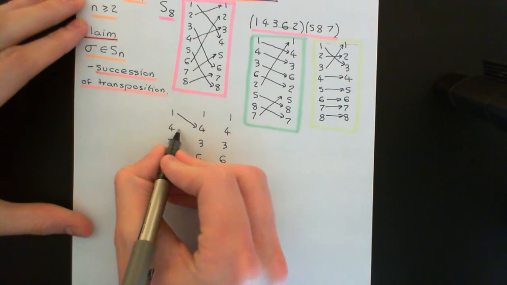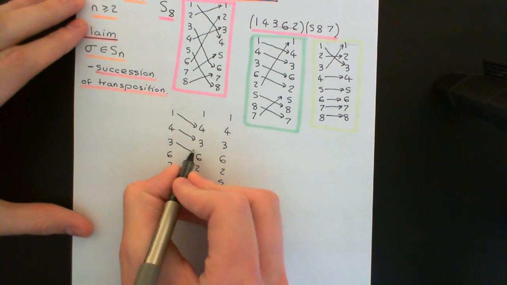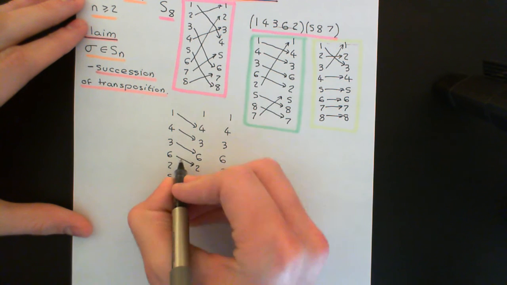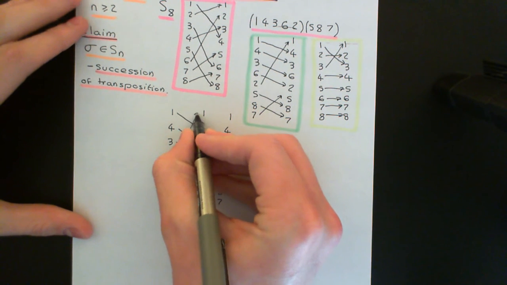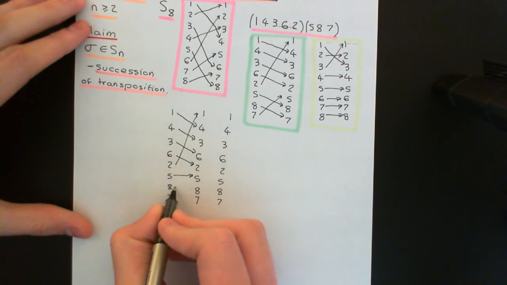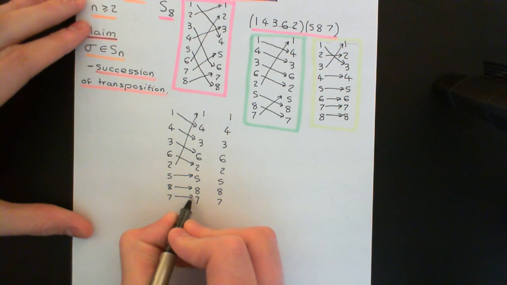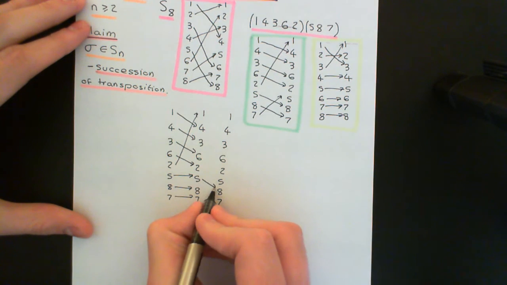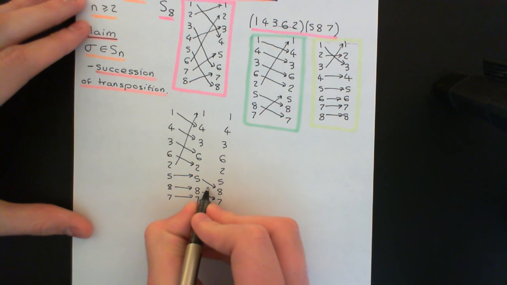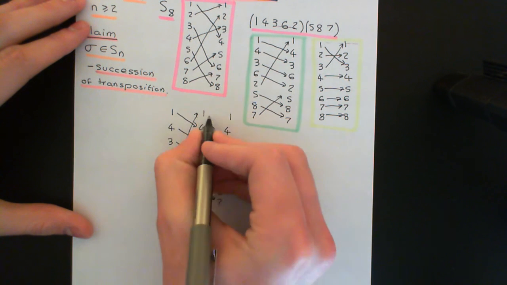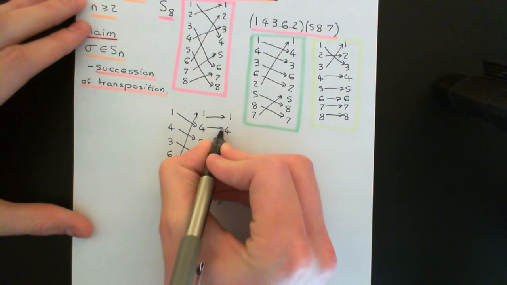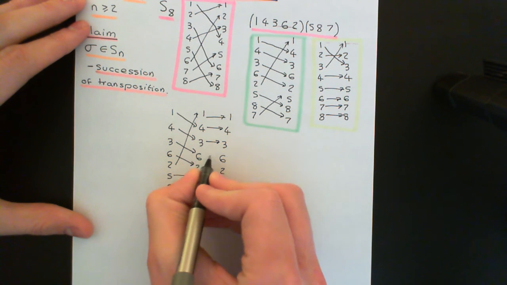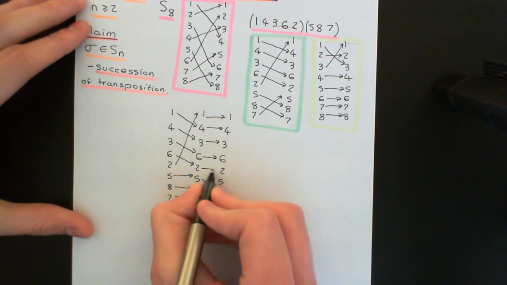So here is the 5 cycle. 1 goes to 4, 4 goes to 3, 3 goes to 6, 6 goes to 2, and 2 goes to 1. But now we fix everything else. 5, 8, and 7 remain themselves. And then we do the 3 cycle, so where 5 goes to 8, 8 goes to 7, and 7 goes to 5 here. But then we fix all of the ones up here. 1 goes to 1, 4 goes to 4, 3 goes to 3, 6 goes to 6, and 2 goes to 2.